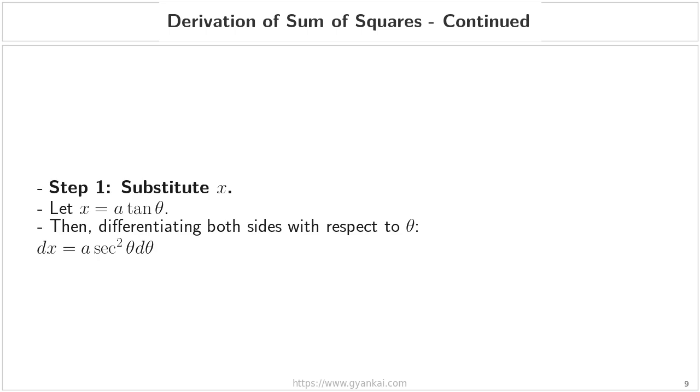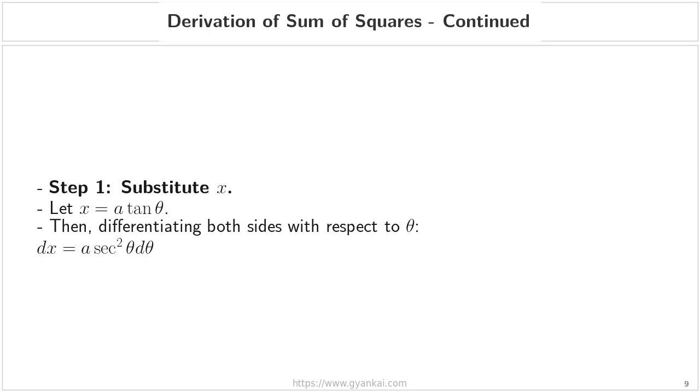Let's look at step 1. We're going to substitute for x. We'll let x equal a times tangent of theta. So x equals a tan theta. Now, this might seem a bit arbitrary, but trust me, it's a highly strategic move. The key is that we need to also find what dx is in terms of theta, because we're going to be changing our variable of integration.